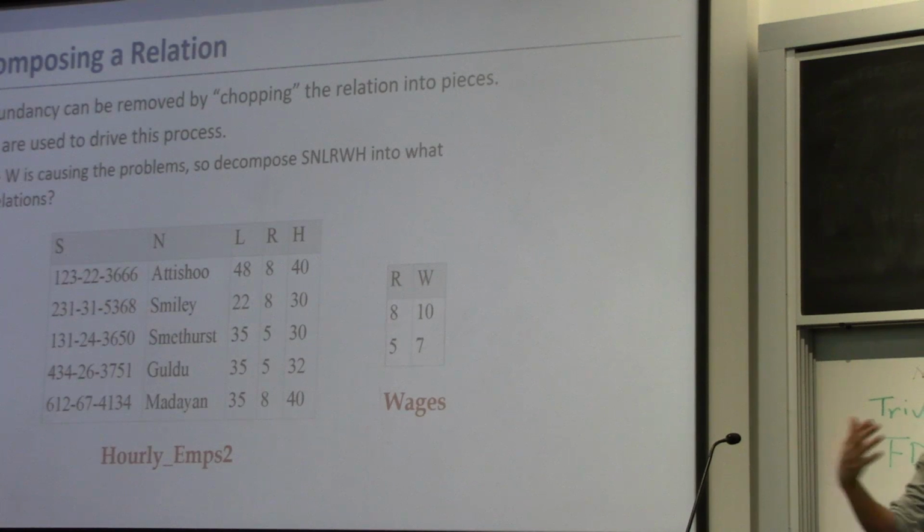This is what we call decomposing a relation. When you notice this, decompose them into two separate relations where you have SNLRH and another table called RMW.